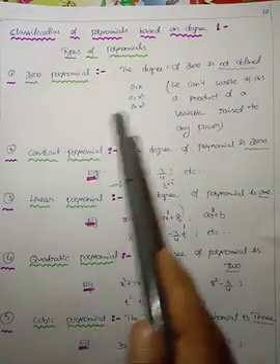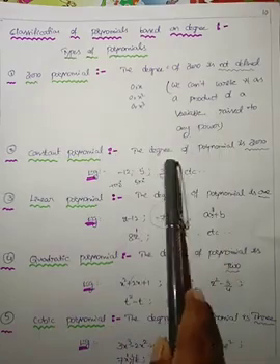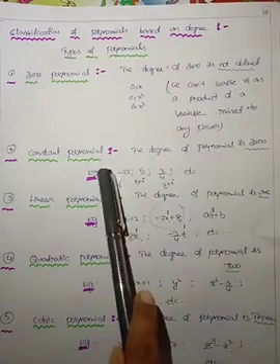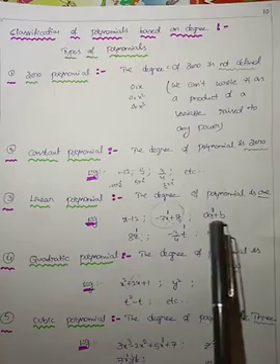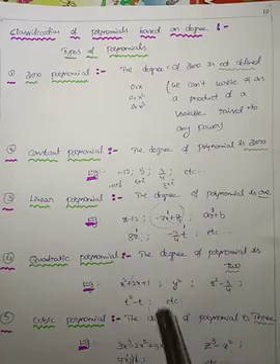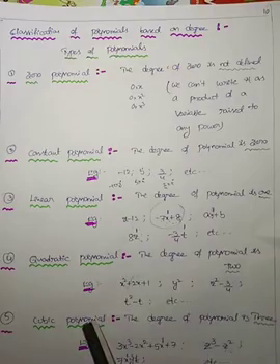Zero polynomial means the degree is not defined. If the degree is 0, then it is a constant polynomial. If the degree of the polynomial is 1, that is the linear polynomial. Degree 2 is the quadratic polynomial. Degree 3 is the cubic polynomial.